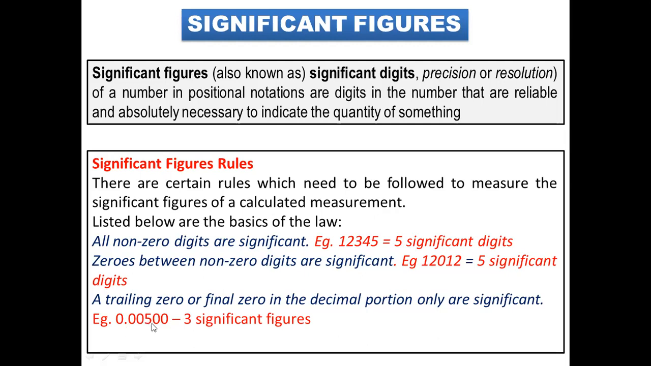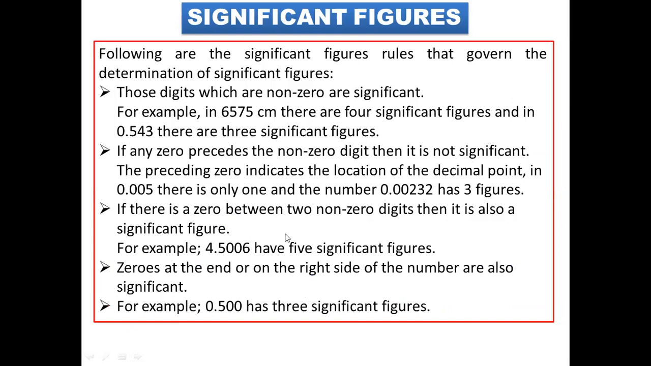Whenever the digit started, and after that, these are called trailing zeros or final zeros after the decimal point. So there are three significant figures in this particular quantity, only three significant figures. So these are the important rules to be followed while calculating significant figures. Following are the rules that govern the determination of significant figures.